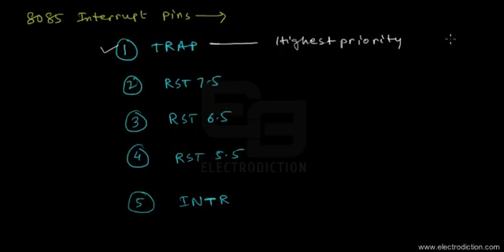Jokes apart, the fact is that TRAP has the highest priority. Then comes the priority of the following interrupt pins, arranged likewise. RST 7.5 comes second in priority, then RST 6.5 third, RST 5.5 fourth, and finally the least priority is given to the INTR pin. I'm going to write that down over here.